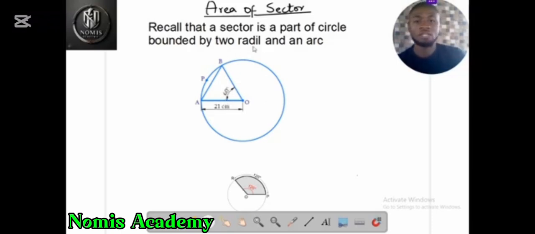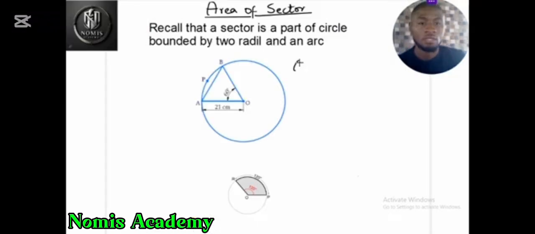Now how do I calculate the area of a sector? Let's get started. Area of sector is given by theta all over 360 multiplied by pi r squared. Remember, theta all over 360 multiplied by the area of a circle. So that's as simple as it.